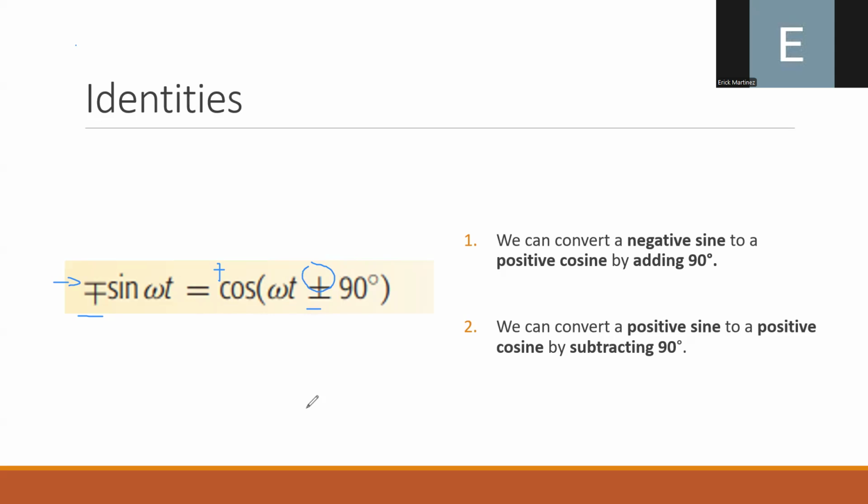Okay? So this is what this identity is telling us. We can convert a sine wave, either negative or positive, to a positive cosine wave by adding or subtracting 90 degrees. If you have a negative sine wave, you can add 90 degrees. But if you have a positive sine wave, you need to subtract 90 degrees.